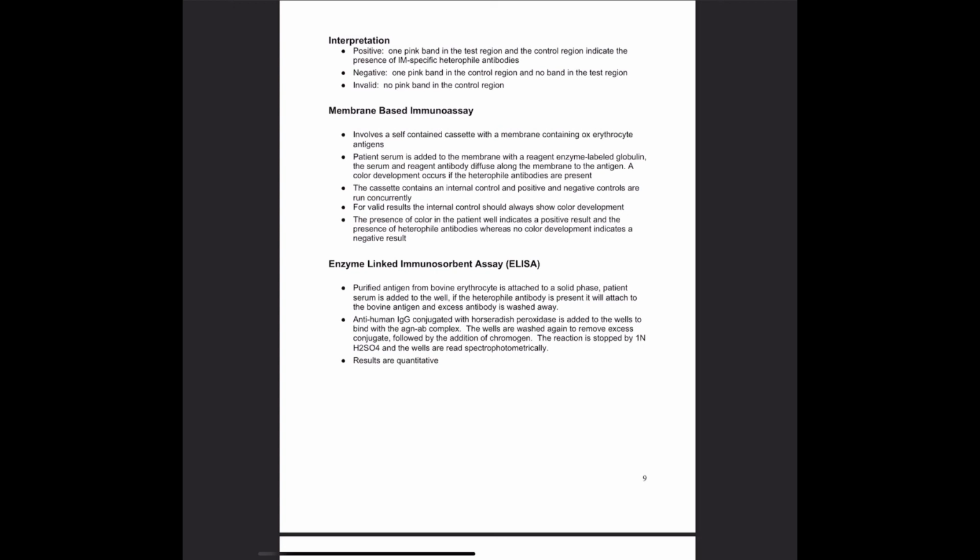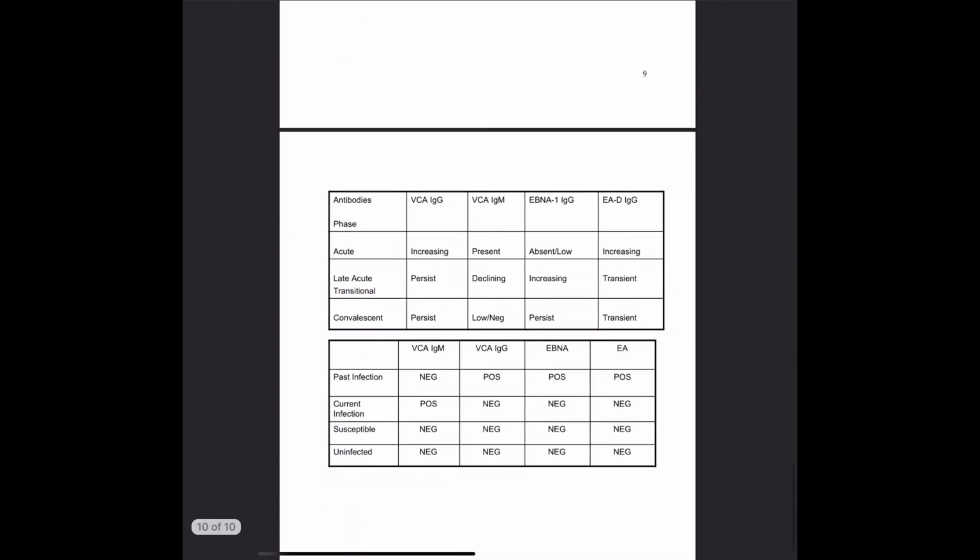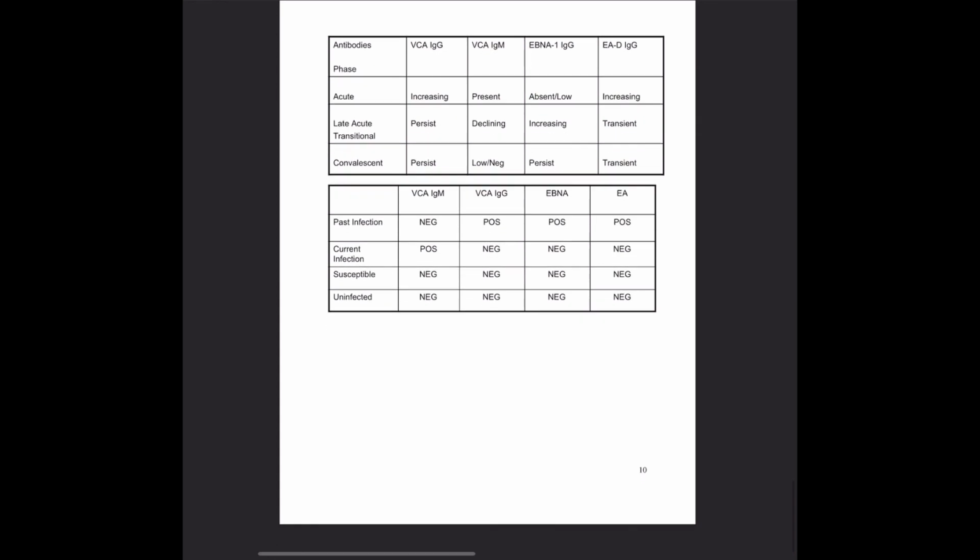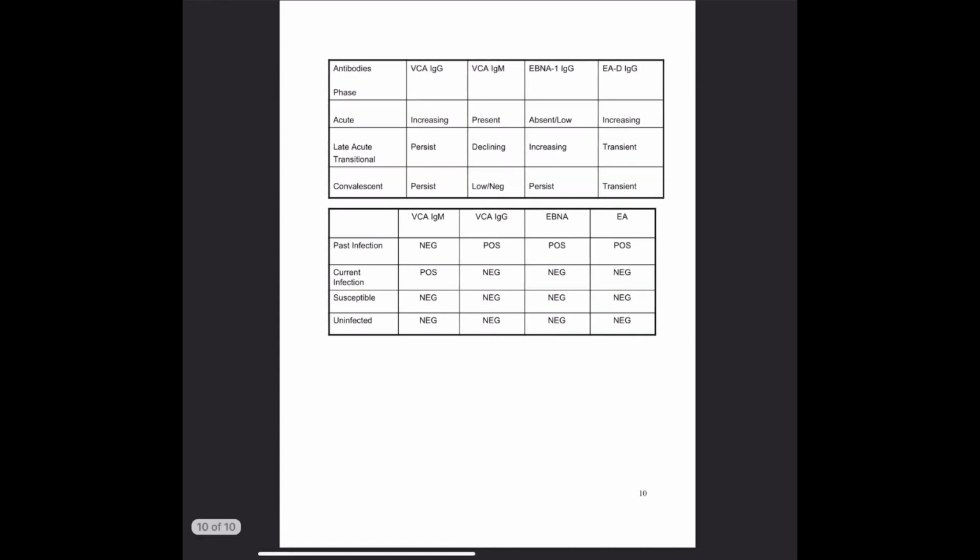We also have membrane-based immunoassays and ELISA. This chart's also important, and you guys will need to study these too and be able to answer questions about them on your test.